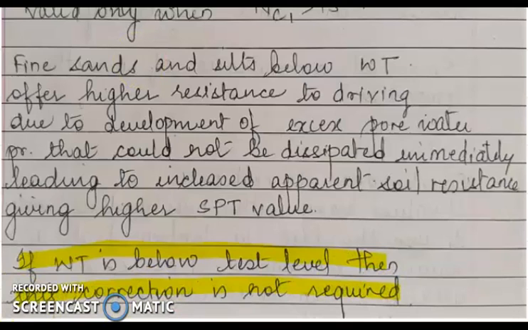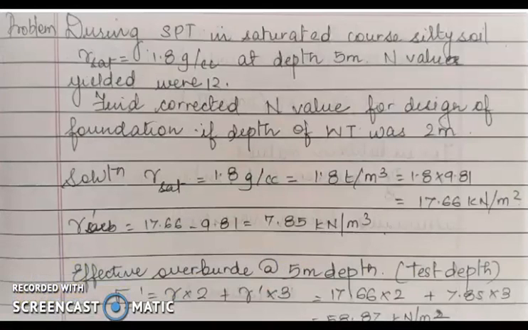Let's go to a simple numerical to understand how these corrections are applied. The problem statement reads as: during an SPT on silty soil, gamma sat was observed as 1.8 grams per cc at a depth of 5 meters and N value was 12. Find the corrected N value for design of foundation if the depth of water table was 2 meters. Where was your sample collected from? It was collected from 5 meters. Your water table was at 2 meters. So do we need to apply dilatancy correction? Yes. If the water table is below the test level, then the correction is not applied.